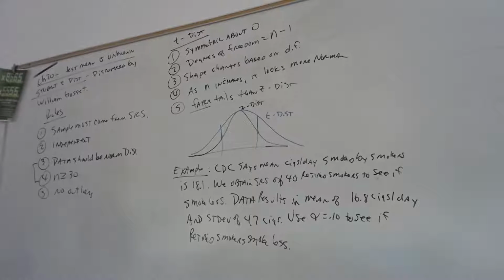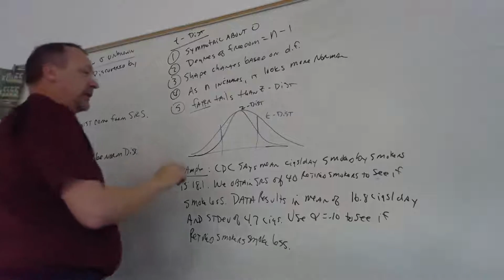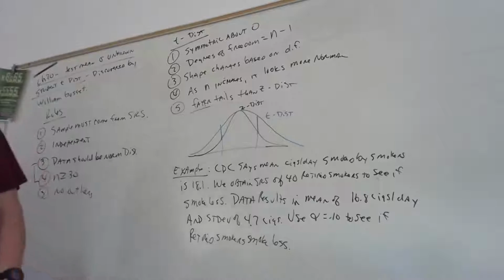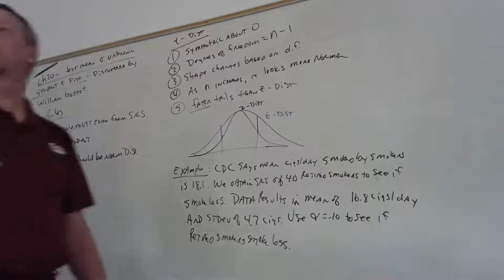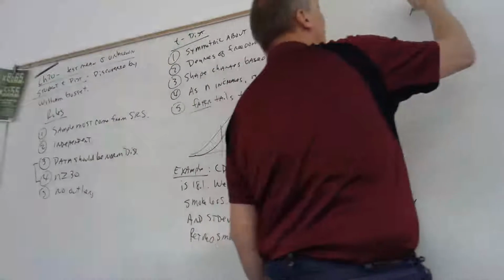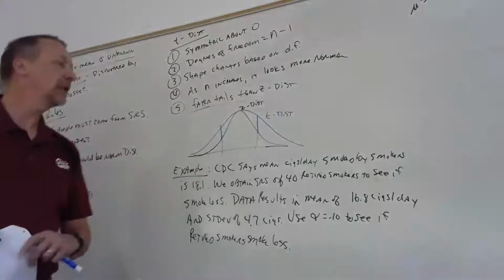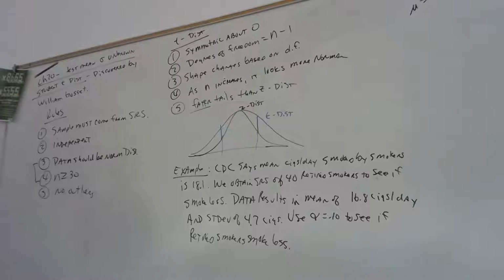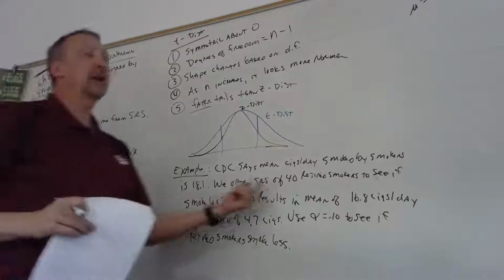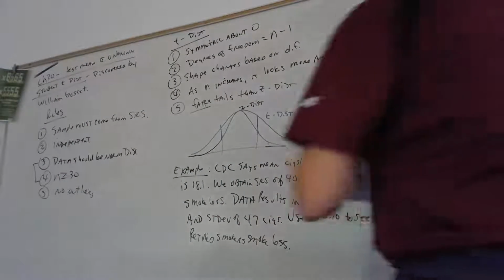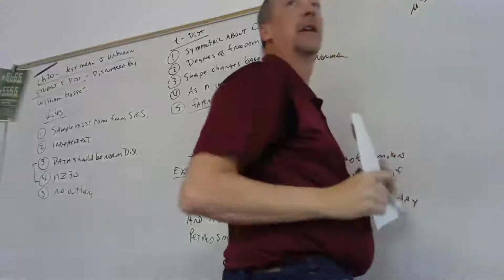So you started at the end of the problem, let's start at the beginning of the problem. We're going to go through every sentence. She says the mean cigarettes per day smoked by smokers is 18.1. That sounds like an important number. And you said it's mu equals 18.1. Why is it mu? That's the population. Because we think the CDC knows what they're talking about, right? We think the CDC says that's the population. We obtain a simple random sample of 40 retired smokers. That's n equals 40.